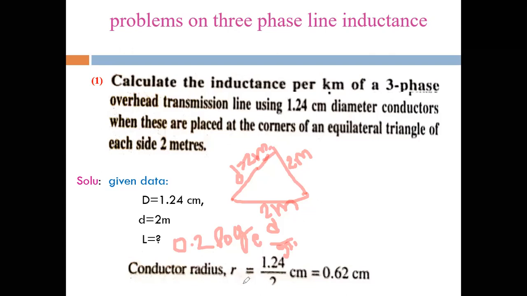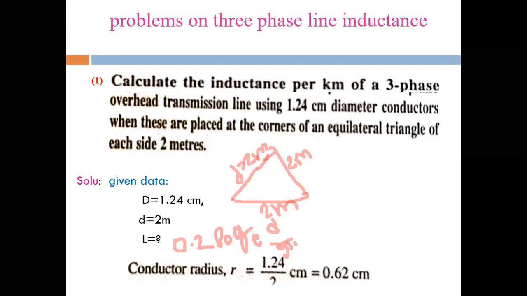What is the radius? We are already given the diameter, and therefore the radius R is equal to the diameter by 2. That is 1.24 by 2, which is 0.62 centimeters. This is the conductor radius: R is equal to 0.62 centimeters.